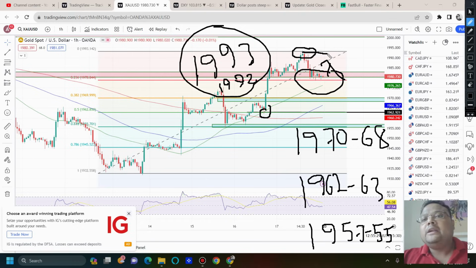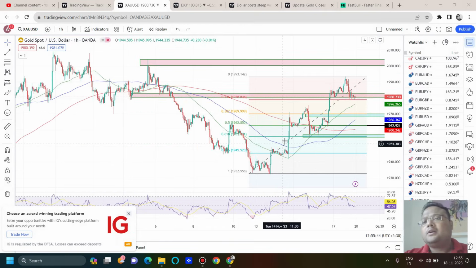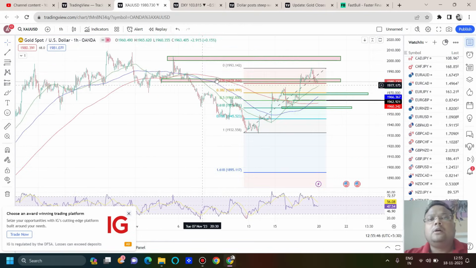So if market reverses from here, you can also expect a selling opportunity around 1992, 1993 here. And to be honest, I think that after going up for a while, market will remain sideways, because for a trend continuation and to go for a breakout above 2050, 2080, market needs huge amount of strength, and market needs a big reason, and market doesn't have that.